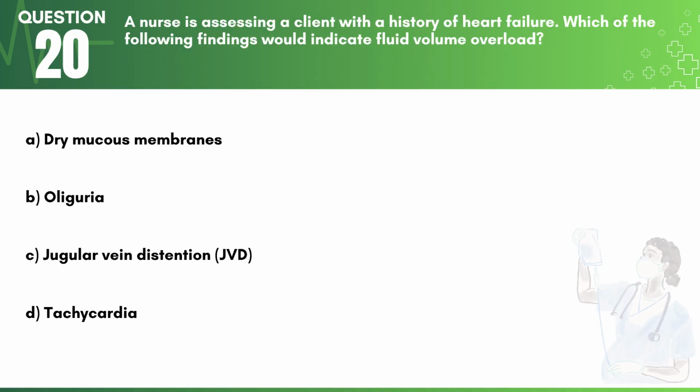Question 20. A nurse is assessing a client with a history of heart failure. Which of the following findings would indicate fluid volume overload? A. Dry mucous membranes. B. Oliguria. C. Jugular vein distension, JVD. D. Tachycardia.